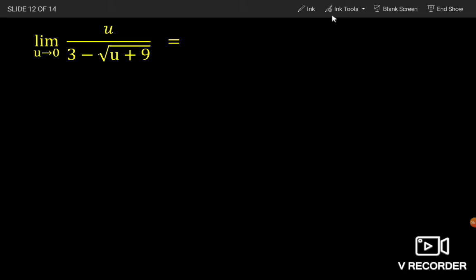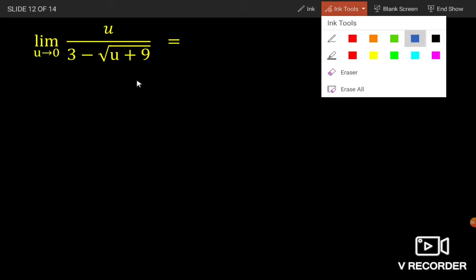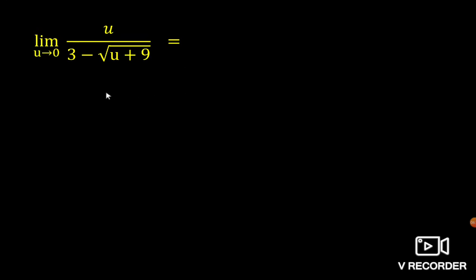Now let's see another example here. We can see here the limit of u over 3 minus square root of u plus 9 as u approaches 0. Again, you have a radical in your denominator, and to solve this, we multiply by the conjugate. This is similar to our previous example, wherein the radical was in the numerator. This time around, the radical is in the denominator. So let's multiply it by its conjugate.